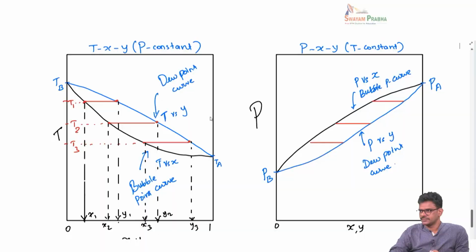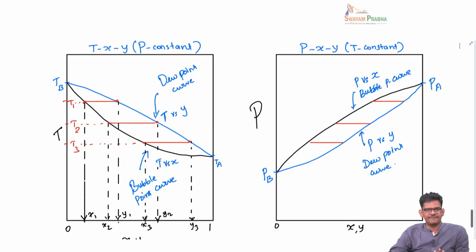We say A is more volatile than B, meaning that the boiling point of A would be lower than that of component B. Okay, but if you have to say in terms of vapor pressure, for a given temperature, you would see that component A would have higher vapor pressure than that of B. Okay, this is what I mean by more volatile or less volatile.